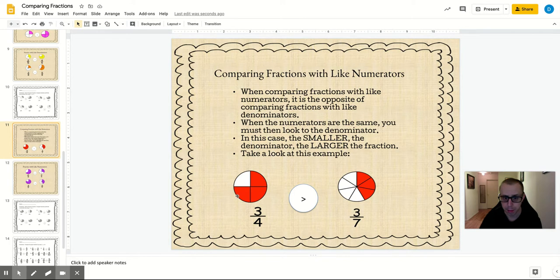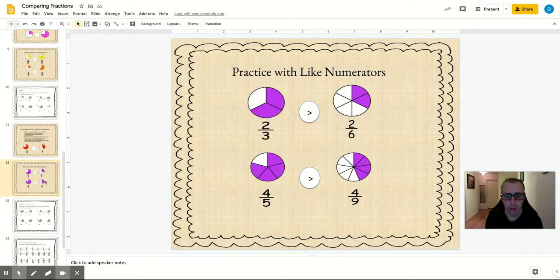We can see that 3 out of 4 is bigger than 3 out of 7. Here are the examples we did. 2/3 is greater than 2/6, as you can see by the picture representation. In fact, 2/6 is equal to only 1/3, and you can see that here. And 4/5 is greater than 4/9.